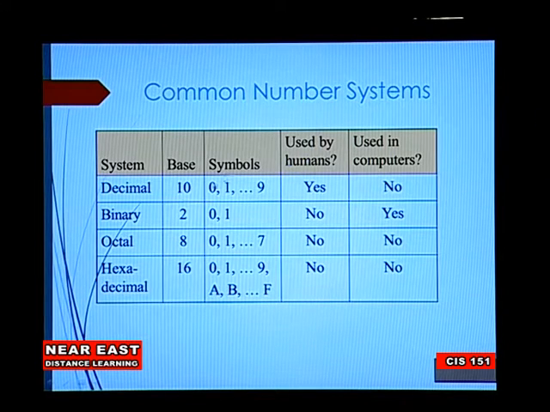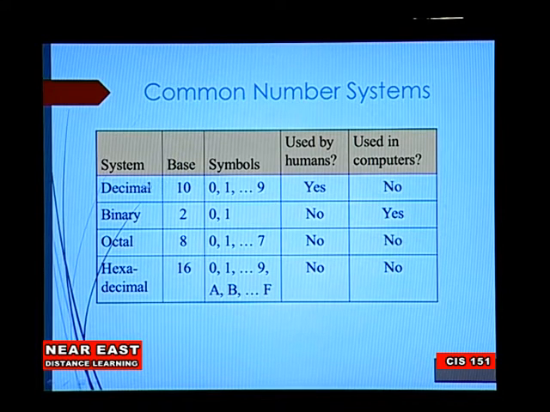In this table, it shows the common number systems, which are decimal, binary, octal, and hexadecimal. Decimal is in base 10. Binary is in base 2. Octal is in base 8. And hexadecimal is in base 16.